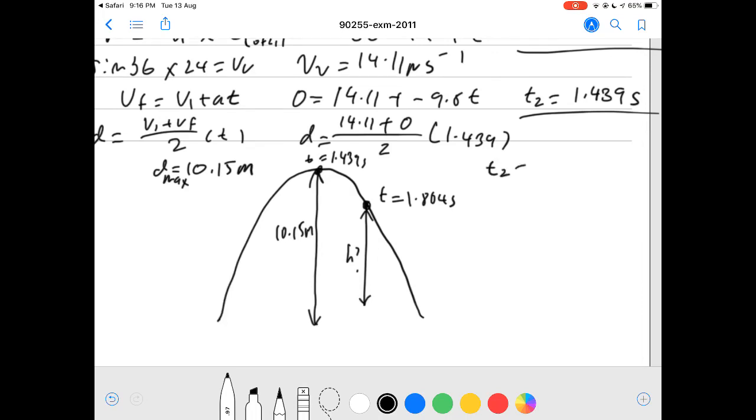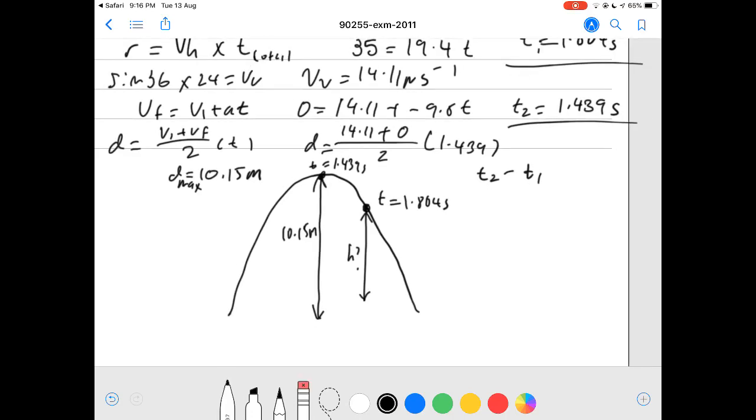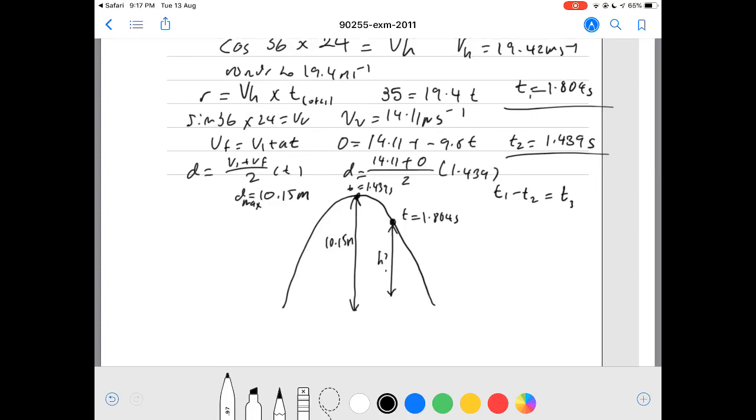So we're going to say T2 minus T1, other way around, sorry, T1 minus T2, and that equals the time between, which we'll call T3. So 1.804 minus 1.439 should give us our T3 as 0.365 seconds. That's the time we're going to use to find out how much the ball drops in terms of height.